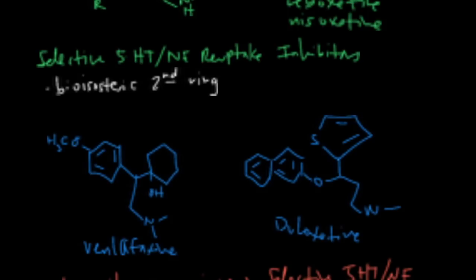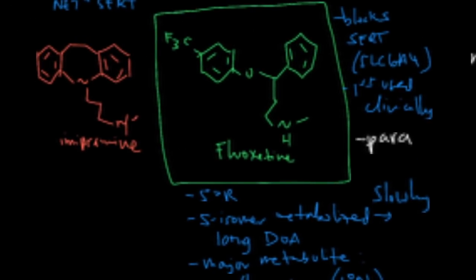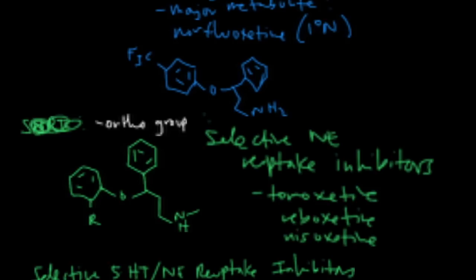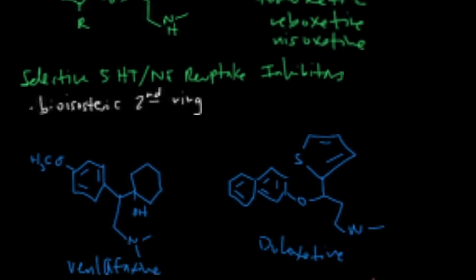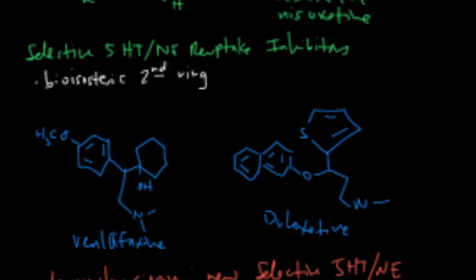Your selective serotonin norepinephrine reuptake inhibitors like venlafaxine and duloxetine, you can tell that they are selective serotonin norepinephrine reuptake inhibitors for the med chem part of this exam, because they have a bioisosteric second ring. So if you've noticed, this first ring, second ring is benzene. However, for venlafaxine and duloxetine, this second ring isn't a benzene. It's actually just all single bonded carbons in a ring. And duloxetine is not a benzene, it has a sulfur in it, not all carbons. That's how you tell you have selective serotonin norepinephrine reuptake inhibitors.